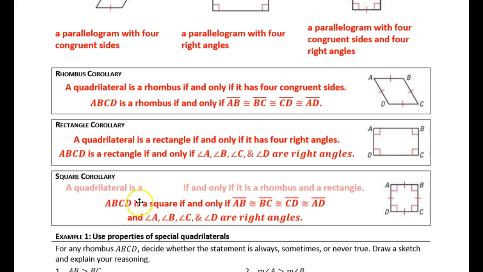And then lastly, a quadrilateral is a square if and only if it is both a rhombus and a rectangle, meaning all of the sides are congruent, like a rhombus, and all of the angles are right, like a rectangle.